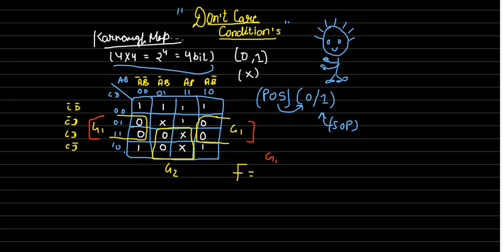So what do we need to write in group 1? What remained the same? Excellent. B bar remained the same. And what else? As you can see, these did not change, means D did not change. So the answer for this one is B bar D.